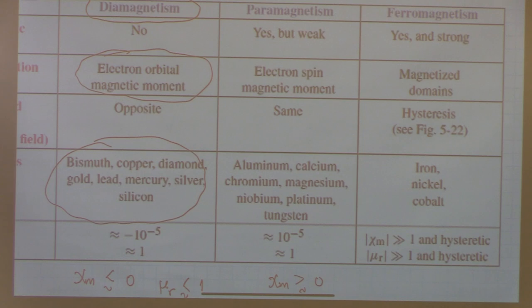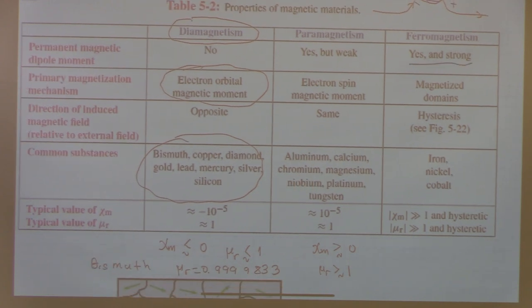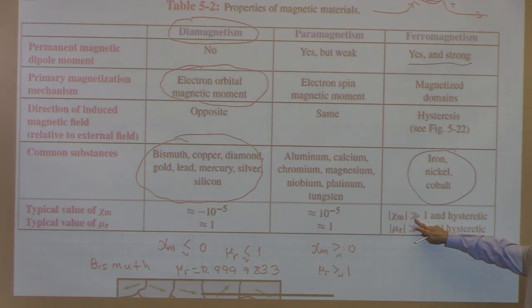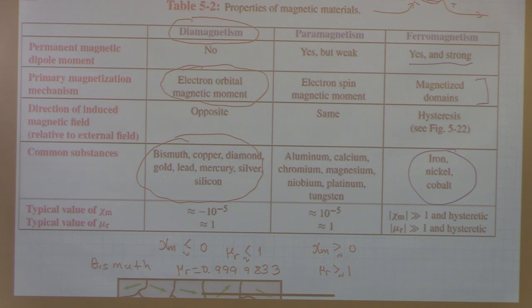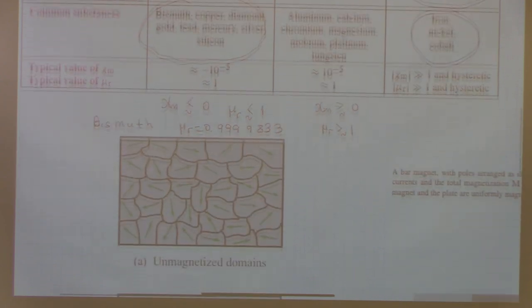The most interesting media is the magnets. And these are the ferromagnetic media. So in ferromagnetic media, we have strong magnetic dipole moments. And these media are iron, nickel, cobalt. So everything that you could consider as a core, as we say, in electric machines, in electromagnets, etc. In this case, mu r is actually in the millions. And chi m is also in the millions. So we have here the media that have strong magnetic response. As you see, what it says here in the table is that the primary magnetization mechanism is magnetized domains, and also it drops the term hysteresis. So I will explain both of these now.